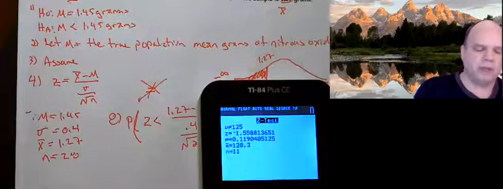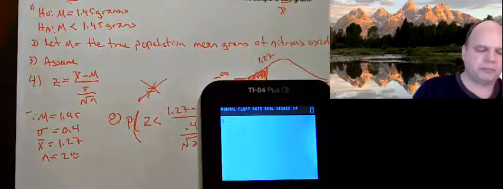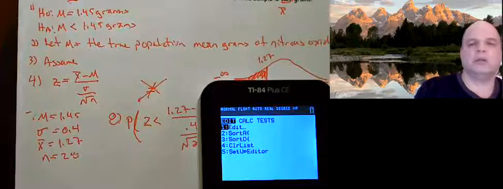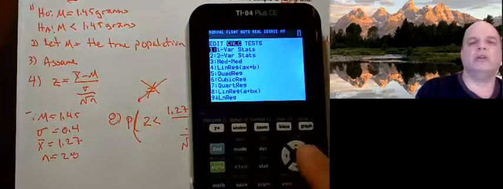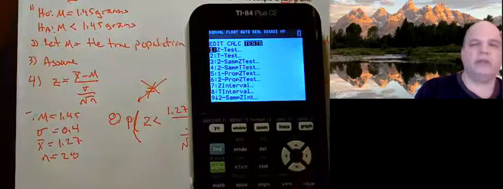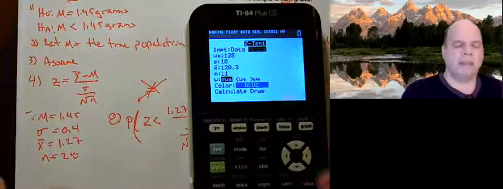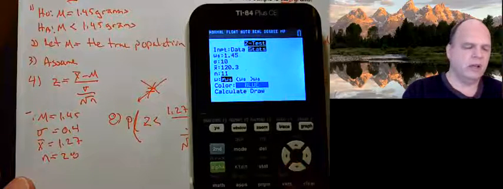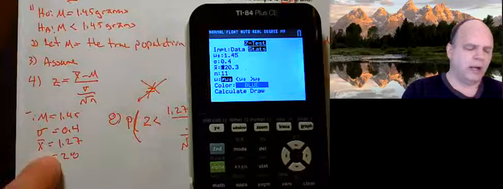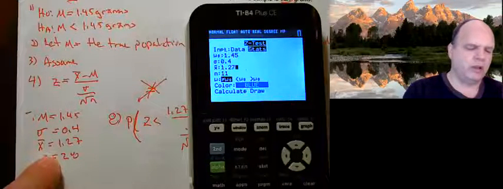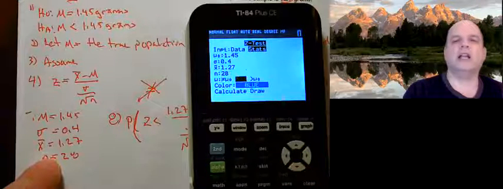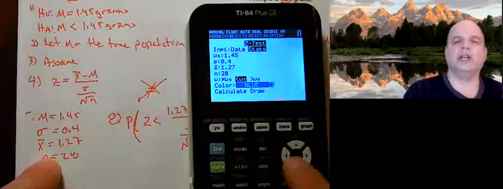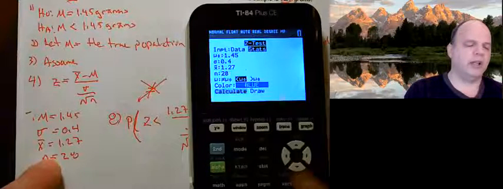All right. So we're going to go on to step 9, and we're going to do our calculations. So step number 9, stat, test, z-test, and my mean happens to be 1.45. My standard deviation is 0.4. My X bar is 1.27, and my sample size is 28, and we have a less than shaded. So make sure you have a less than.